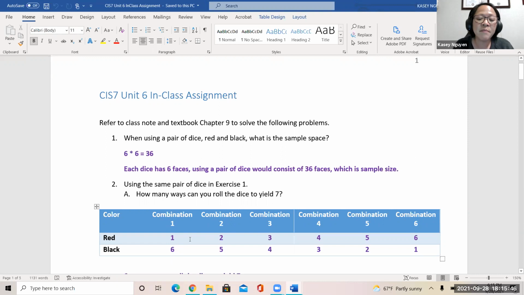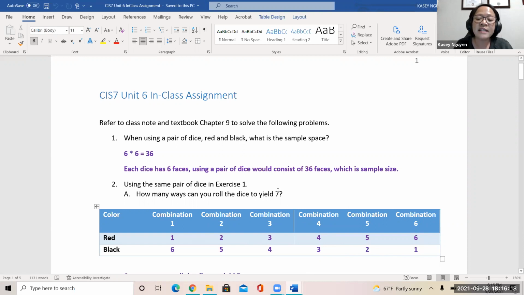Then for the second combination, I would have a 2 and a 5, right? That totals 7. For the third combination, I would do a 3 and a 4. And then for the next combination, I would do a 4 and a 3. And then the fifth combination, I would have a 5 and a 2. And then on the last combination, I would have a 6 and a 1. And that would be the total number of variations.